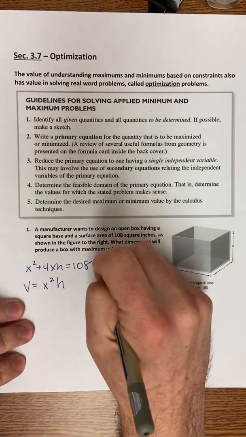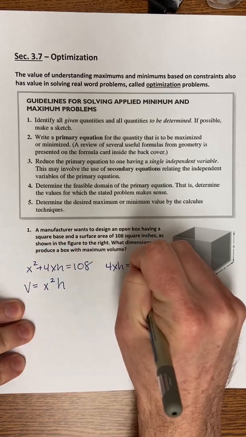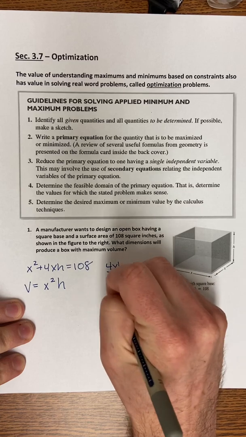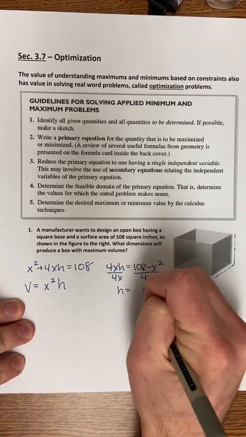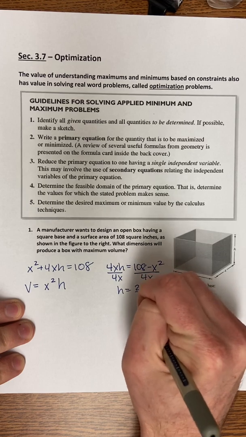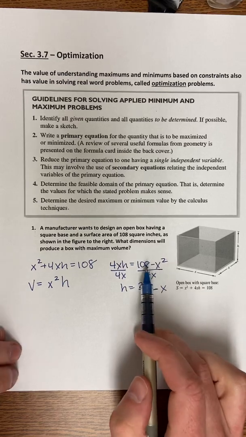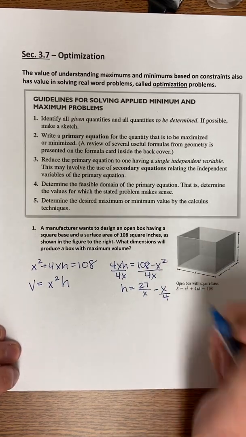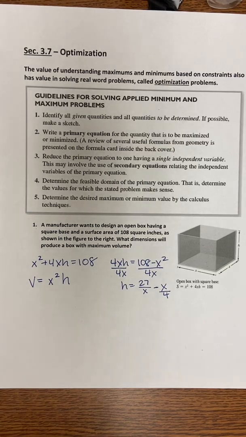Let's try to get h by itself. So we have 4xh, subtract the x squared to the other side. It's 108 minus x squared. And then divide by 4x to get that h is 27 over x minus x over 4. 108 divided by 4 is 27, and the x squared over 4x gives x over 4. Let's not lose our minds. 27 over x minus x over 4.